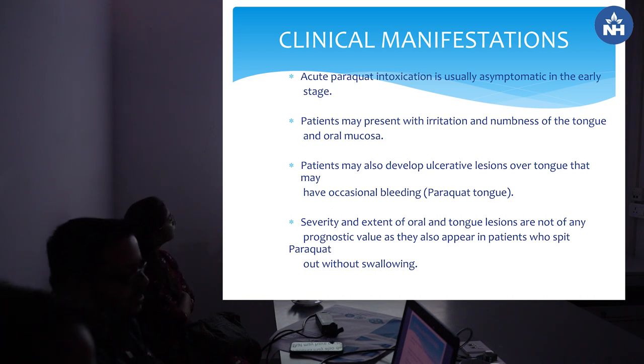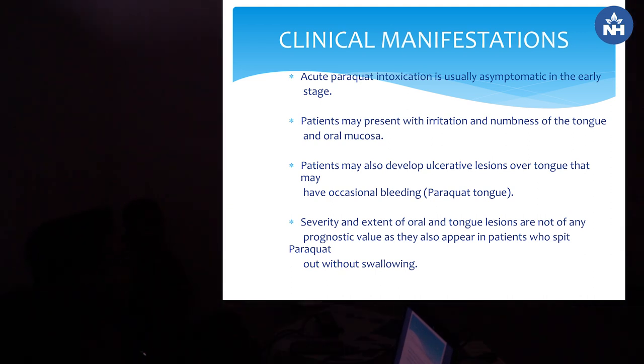Patients may present with irritation and numbness of the tongue and oral mucosa. Patients may also develop ulcerative lesions over the tongue that may have occasional bleeding, known as the paraquat tongue. Severity and extent of the oral and tongue lesions are not of any prognostic value as they appear in patients who spit paraquat out without swallowing. GI tract toxicity is universal.